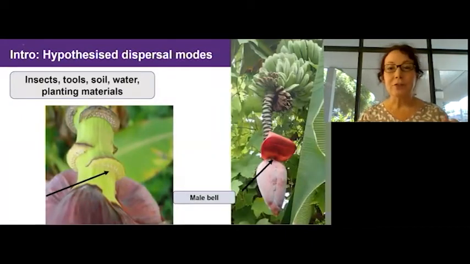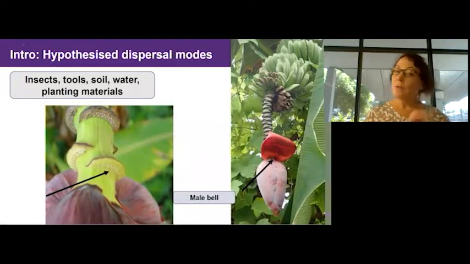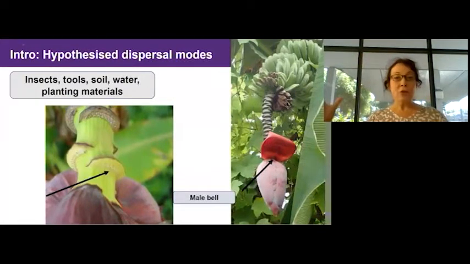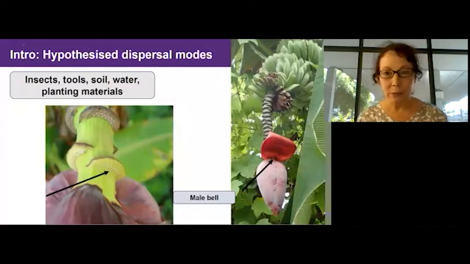Now, local transmission of blood disease is believed to be predominantly through insects mechanically transferring the bacteria on their bodies from diseased to healthy male bells. Tools, soil and water have also been implicated in disease spread, whilst long-distance spread is hypothesised to be through the movement of contaminated planting materials. Now, these are all assumptions, and they're mostly based on field observations. So on people going out in the field and going, oh, I think that's what's happening with banana blood disease. I think that's what we're looking at.